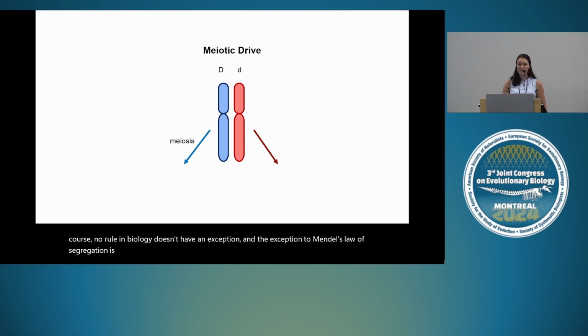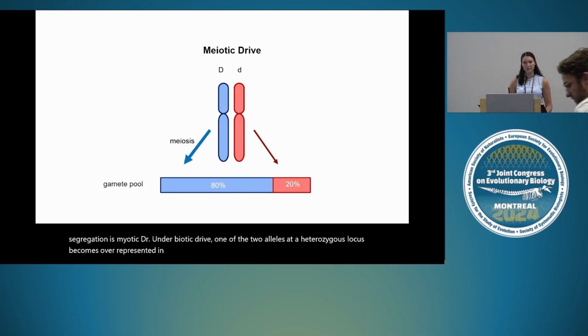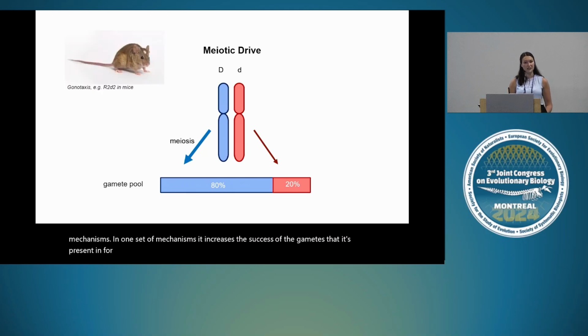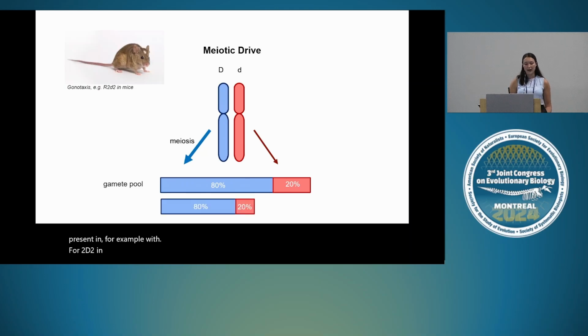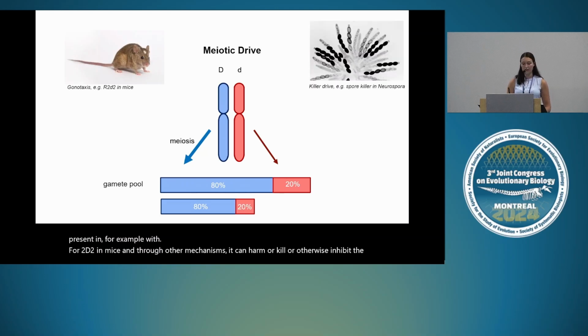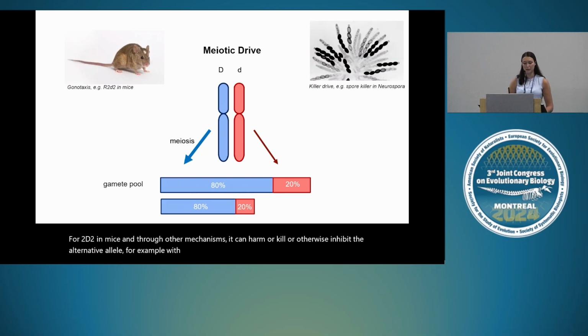But of course, no rule in biology doesn't have an exception, and the exception to Mendel's law of segregation is meiotic drive. Under meiotic drive, one of the two alleles at a heterozygous locus becomes overrepresented in the gamete pool. It can do this through a number of different mechanisms. In one set of mechanisms, it increases the success of the gametes that it's present in, for example, with R2D2 in mice. And through other mechanisms, it can harm or kill or otherwise inhibit the alternative allele, for example, with spore killer in Neurospora. So there are lots of different mechanisms of meiotic drive, and it can also take place on a variety of different genetic locations.